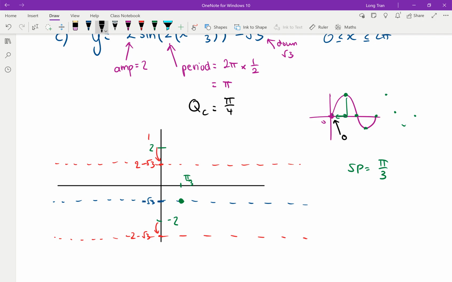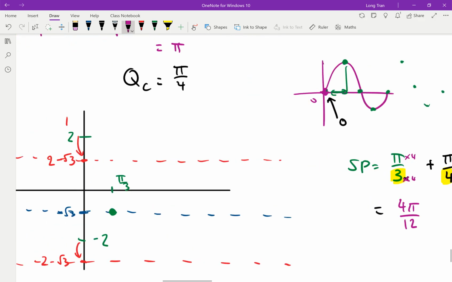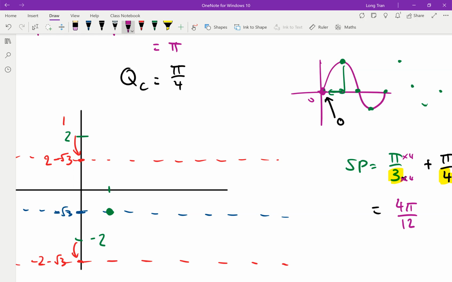So you're starting off at pi on 3, this is the spot you're starting. To get to the next quarter cycle, you need to add on an extra pi on 4. So let's work this out. We need to add another pi on 4 to the starting point. But when you add it, notice that the denominators need to be the same, 3 and 4. So times this by 4, times this by 4, times this by 3, times this by 3. You get 4 pi on 12, which is the new starting point. Instead of pi on 3, it is now 4 pi on 12.